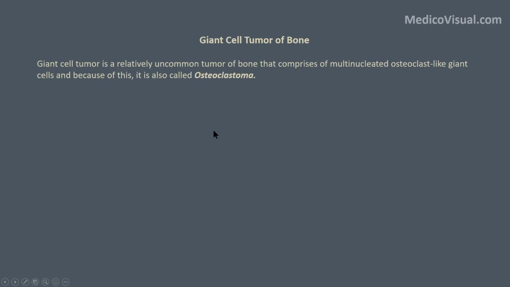Giant cell tumor is a relatively uncommon tumor of bone that comprises multinucleated osteoclast-like giant cells, and because of this it is also called osteoclastoma. What are these giant cells and where do they come from? We will start from a very basic level.